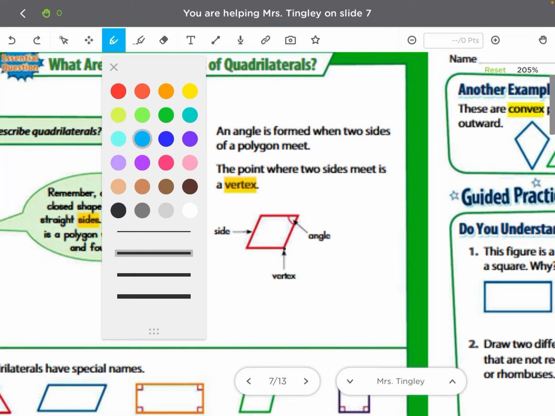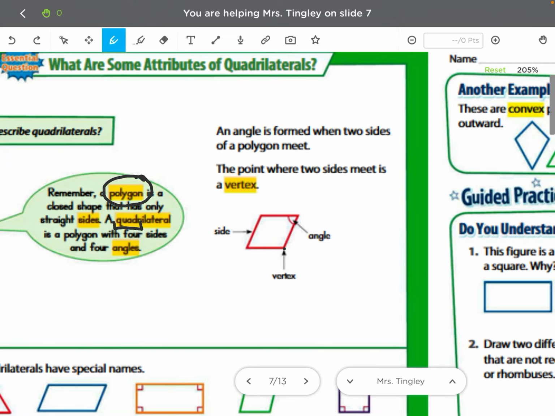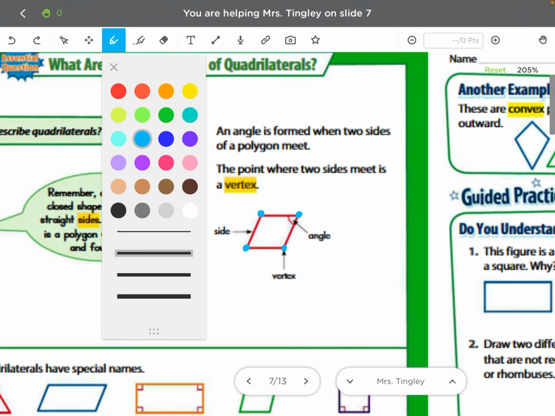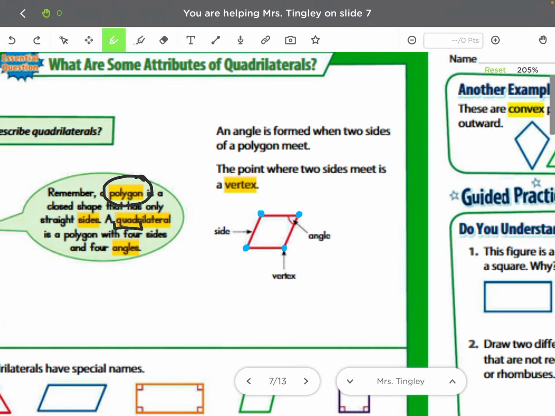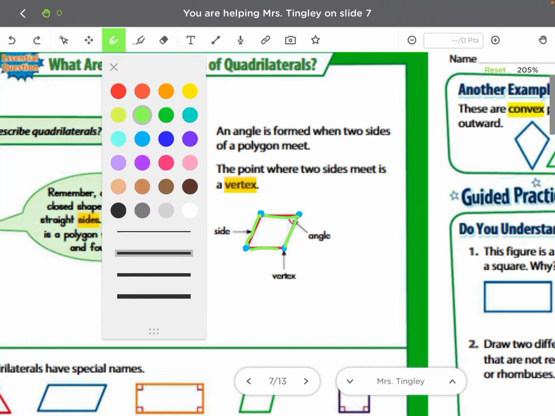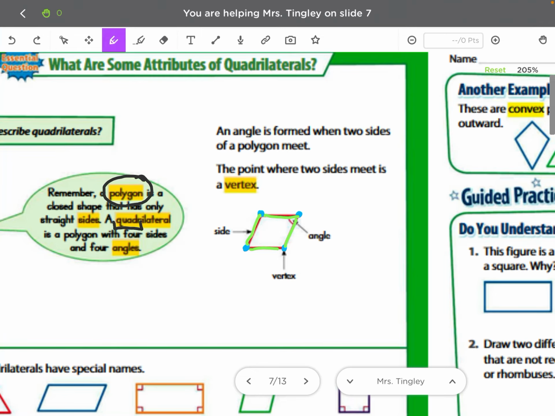So let's see how well you are listening. I want you to grab a blue and make a dot at each of the vertices. Are there four? That means it is a quadrilateral. Now I want you to grab green and identify all of the sides. 1, 2, 3, 4. Are there four sides? Then it's a quadrilateral.